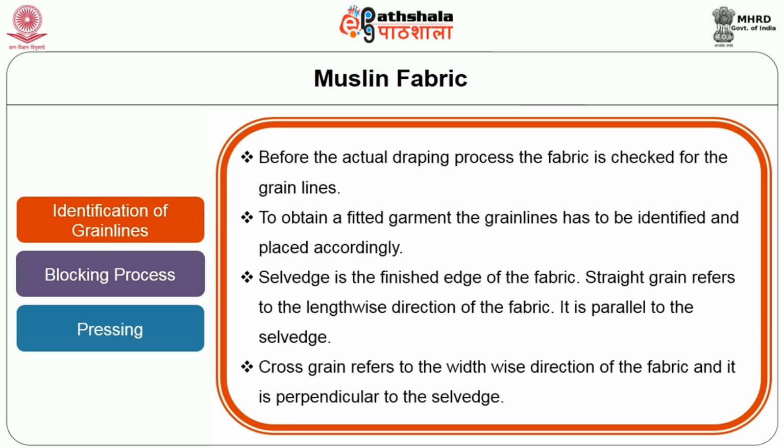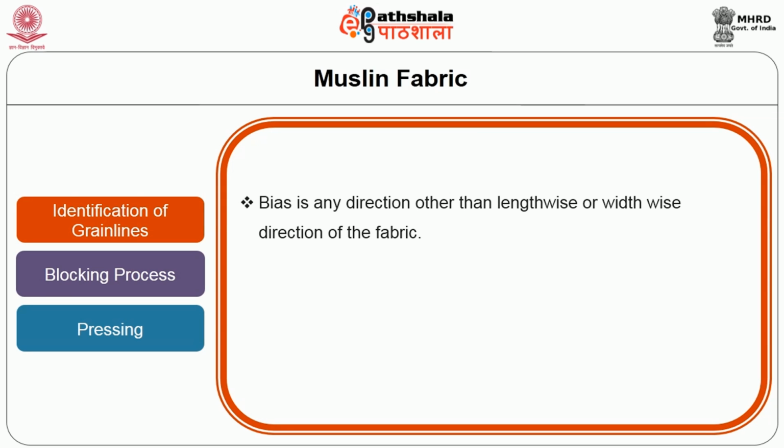Selvage is the finished edge of the fabric. We need to know about the different types of grains. The straight grain refers to the lengthwise direction of the fabric. It also lies parallel to the selvage. Cross grain refers to the widthwise direction of the fabric and it is perpendicular to the selvage. Bias is any direction other than the lengthwise or widthwise direction of the fabric.